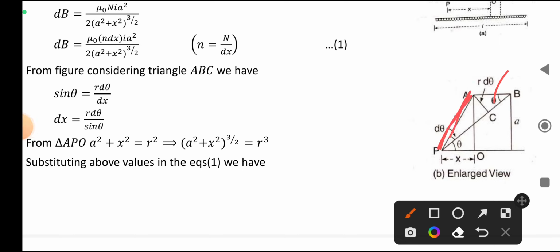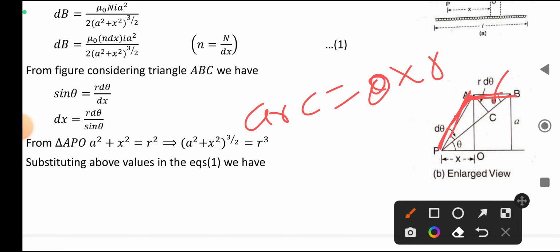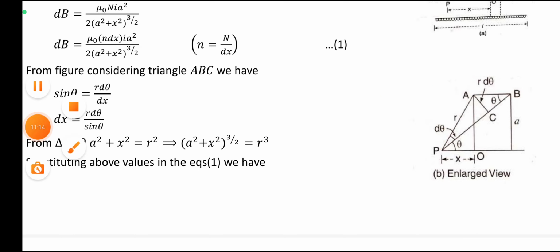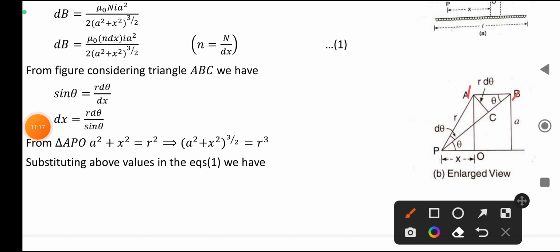Then we know that, let AB be an arc. Arc is equal to angle into radius. Here AB has the angle d theta, and the distance from here to here, the radius, is r. So that is why r d theta is written here. AB is the arc.